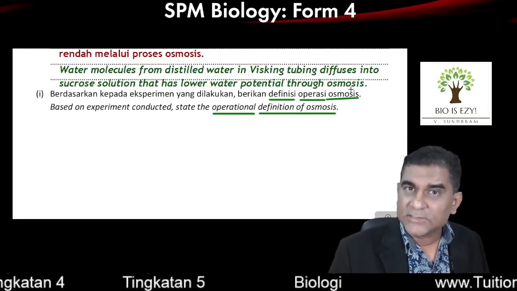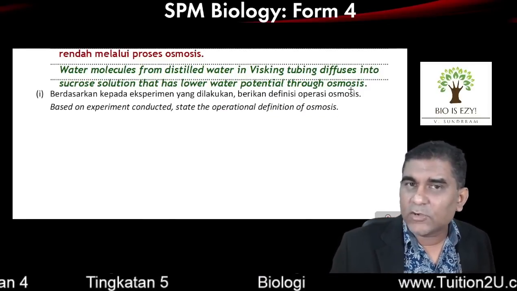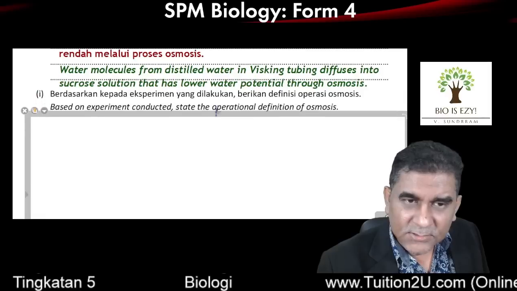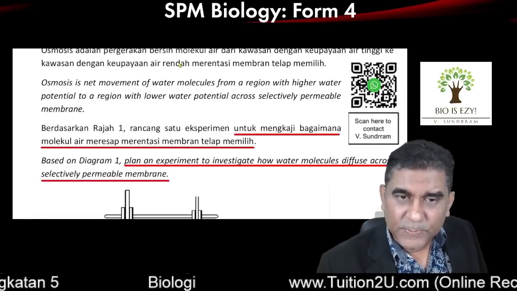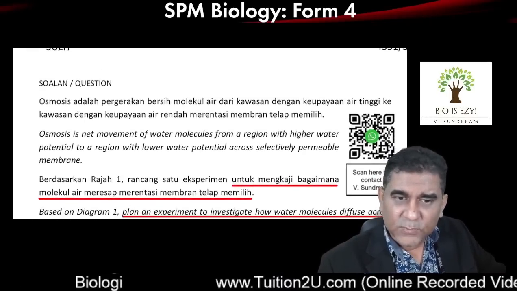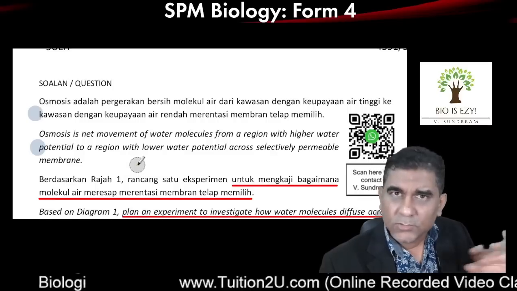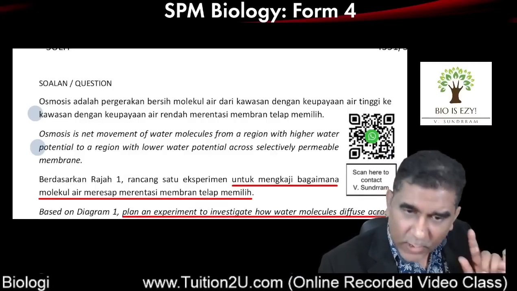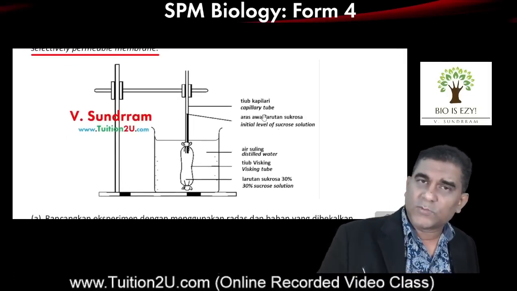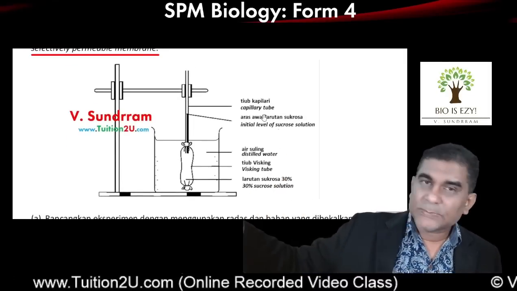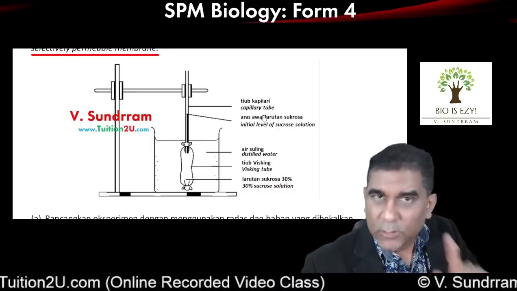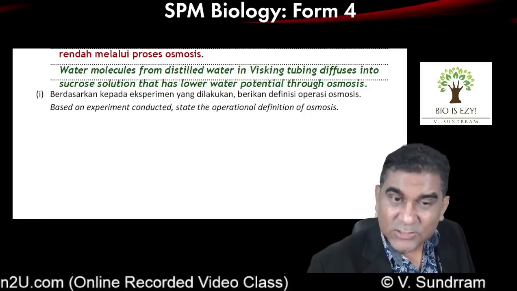What it means is, dia tak tanya osmosis yang kamu belajar dalam kelas. Osmosis yang kamu belajar dalam kelas sudah ada dalam soalan. If you go back to the first page, this is osmosis. The answer already here. This is the definition of osmosis. It's already here. So they are not asking for the definition of osmosis. What they are asking you is, in this experiment, what is osmosis? How do you know in this experiment osmosis is occurring? Macam mana kamu tahu? So untuk jawab soalan ini, you can imagine this is the last question.